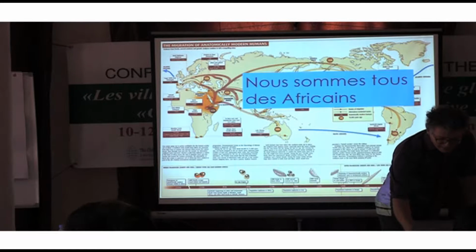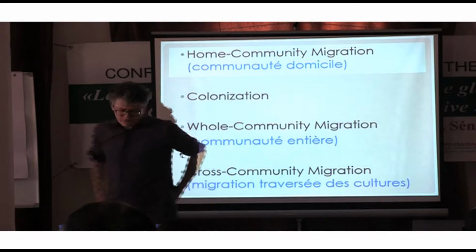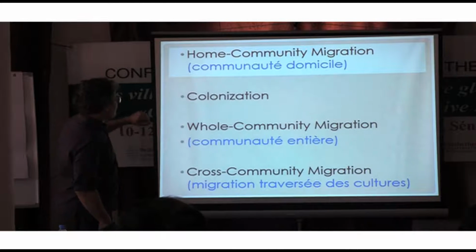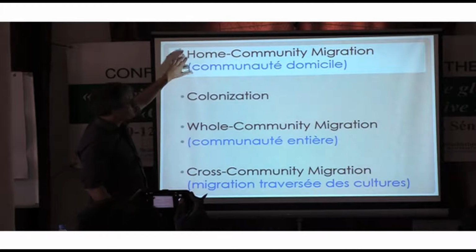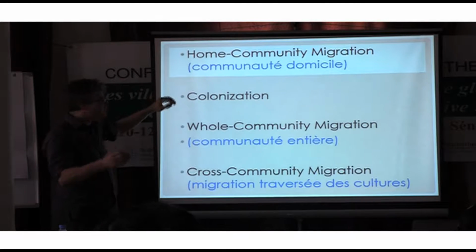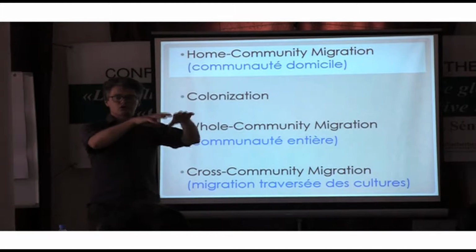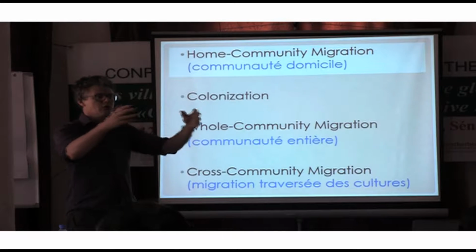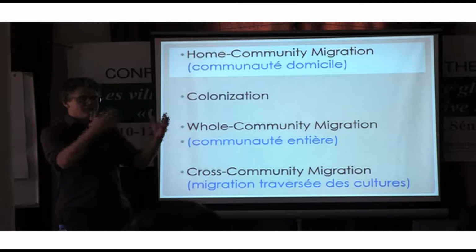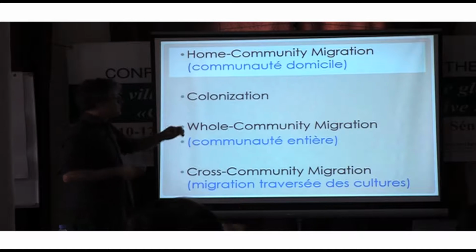So how does Manning conceptualize migration? Well, in his book, he distinguishes four main types of migration. One is what he calls home community migration, which I have bluntly translated communauté domicile, or communauté de souche. So this is migration within your own cultural zone. So you might migrate, but you meet people whose language you already speak, who have a similar family system, same kind of values, etc. But still, it's migration.